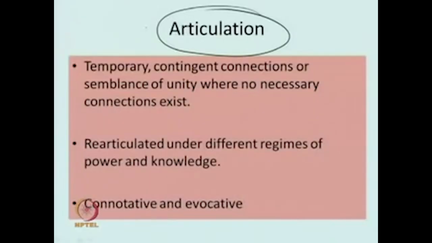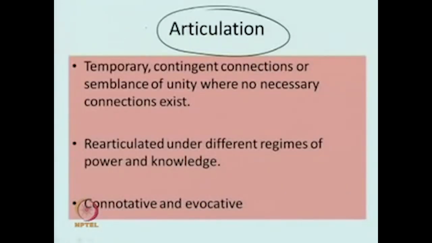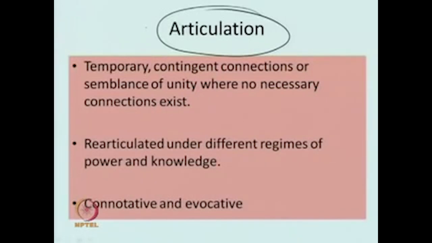I'm reading it out. Articulation is the temporary, contingent connections or semblance of unity where no necessary connections exist. Let's look at it again. Articulation, or the expression, is much like what we talked about a while ago, the temporary and arbitrary closure of meanings. Any articulation is an event in time, an event in place, and it is temporary, contingent, meaning it is contingent upon certain other, external factors. Articulation is a temporary contingent connection or just a semblance. It is not an actual unity. It is a semblance of unity, in the sense almost of verisimilitude, as you understand it in philosophy. A semblance of unity where no necessary connections actually exist.